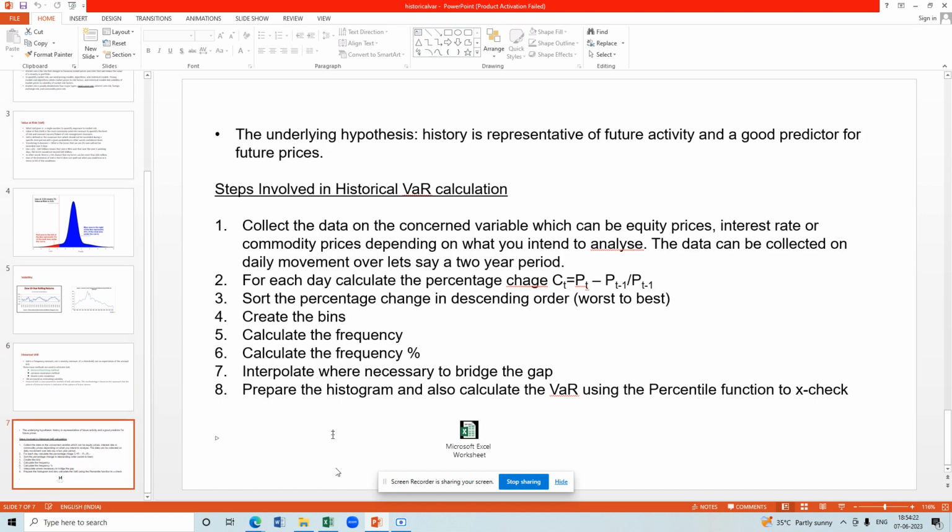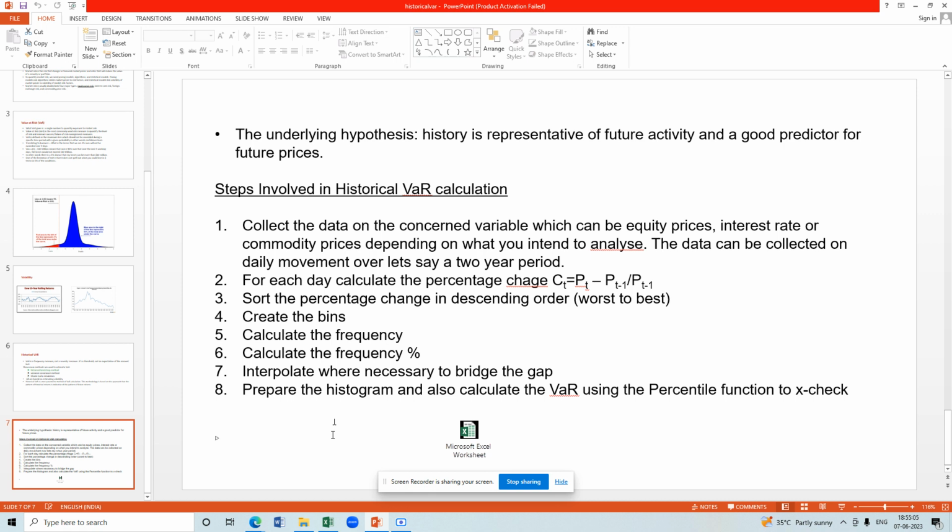Now, what are the steps involved in calculation of historical VaR? It's important that you get a handle on this because this will help you to understand the worksheet which I will present shortly. First, you need to collect the data on the concerned variable, which can be equity prices, interest rate, exchange rate, or commodity prices, depending upon what type of portfolio you're intending to analyze from a risk perspective. For example, if you've got a portfolio of gold, then you would need to look at the gold prices. Data can be collected on daily movement, let's say over 2 years or 1 year.